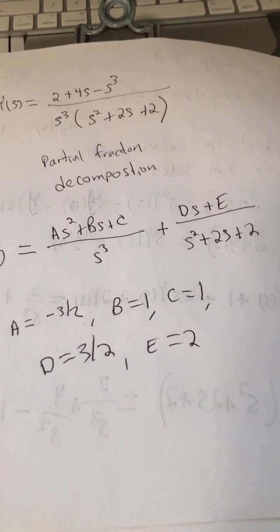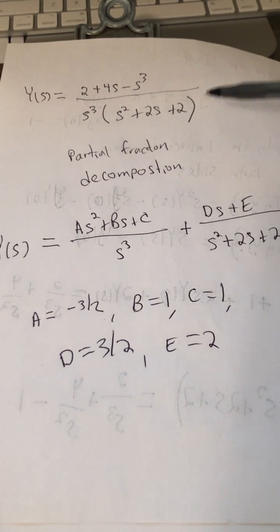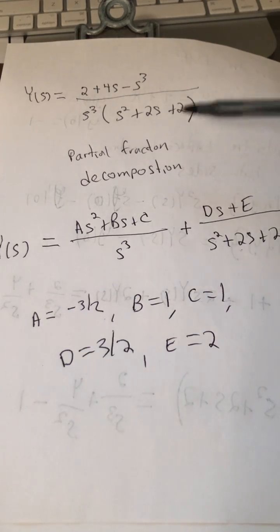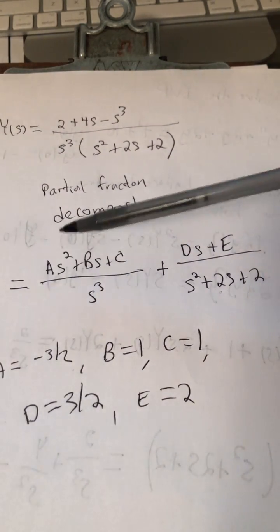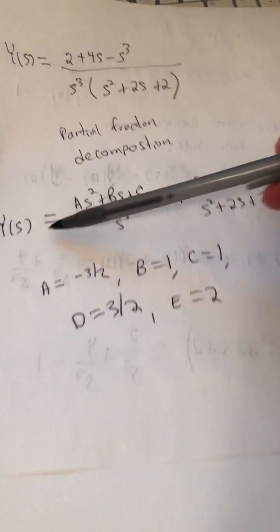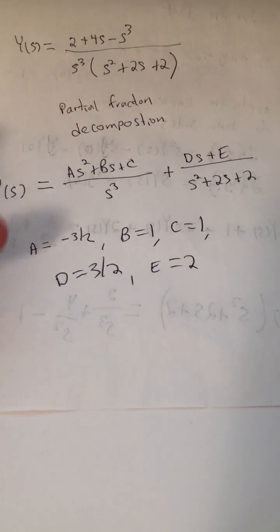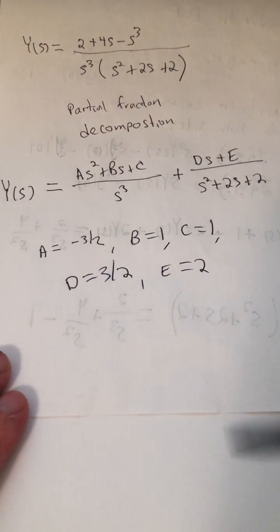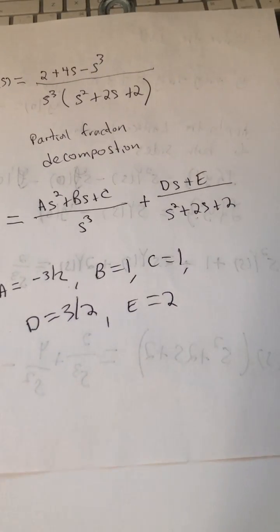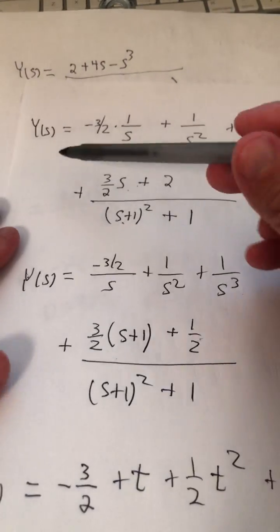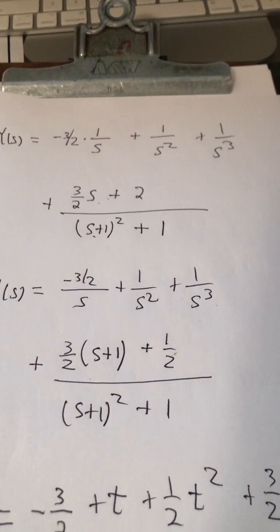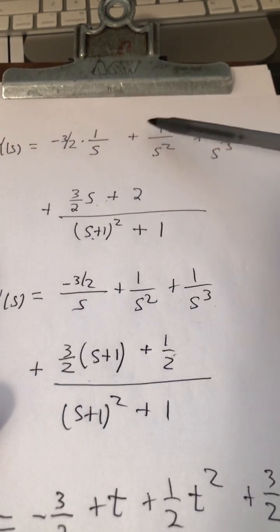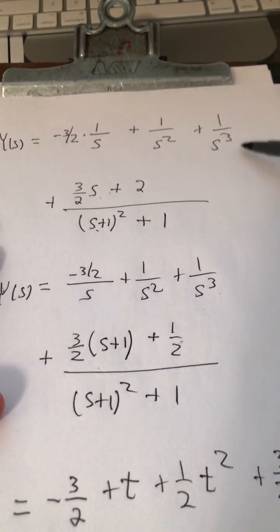Continuing this problem from the previous video, we have the partial fraction decomposition for our transformed function Y of s. So to do some algebra, we determine A, B, C, D, and E. So what happens is big Y of s, which we have to invert, filling in for A, B, C, D, and E, we end up with this expression.